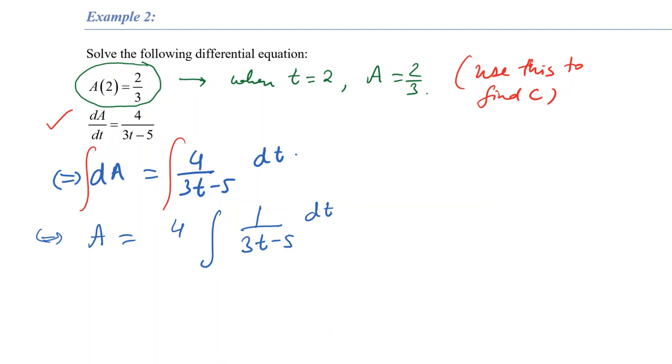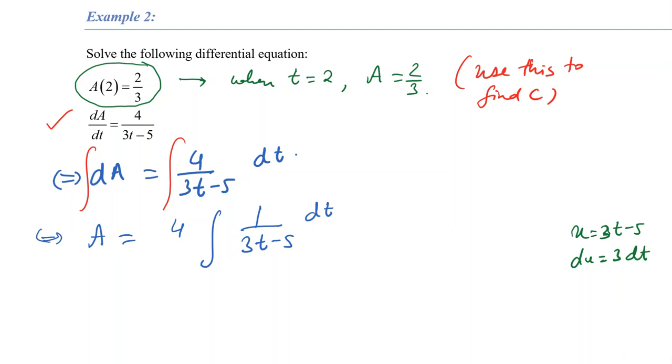or you can use the substitution, so you can do all the steps like u is equal to 3t minus 5, du is equal to 3 dt. So in this case, I'm just going to use a shortcut method.